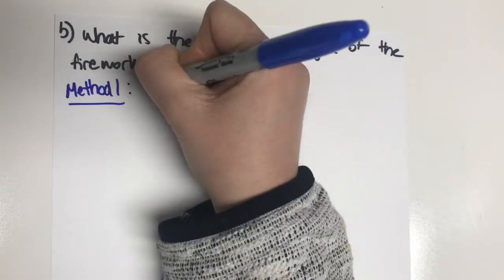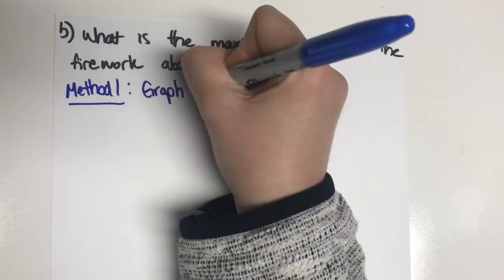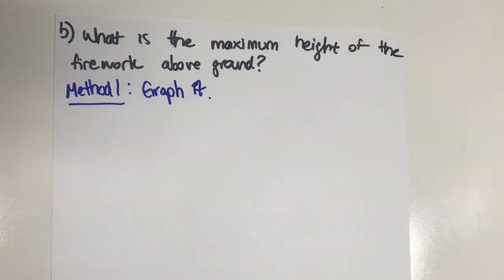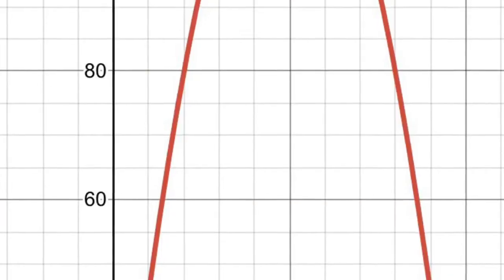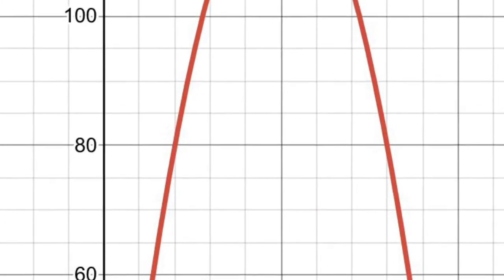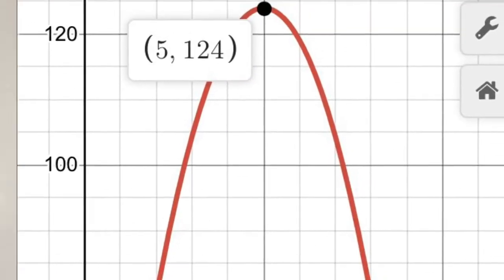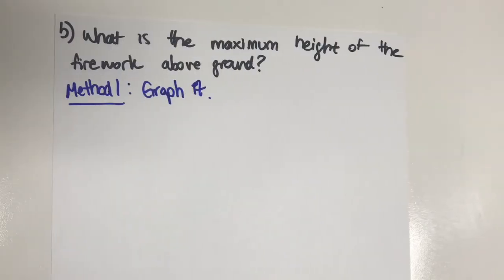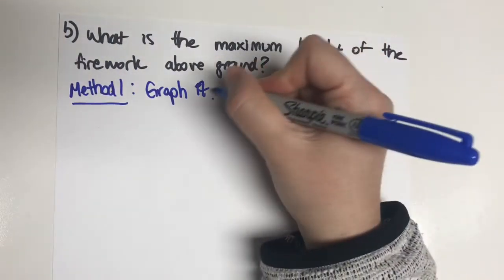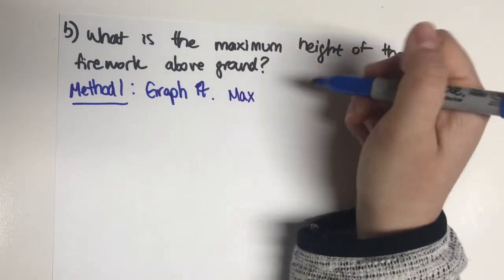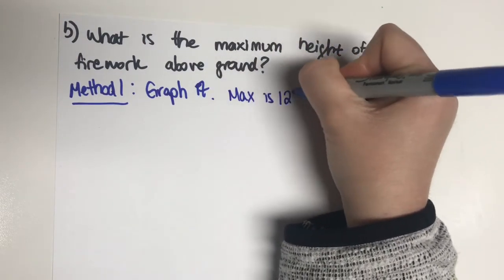The first strategy is to just graph it. So if I look at the graph, I can see where the vertex is, and that will be my maximum value. So I can see by the graph that the max is 124 meters.